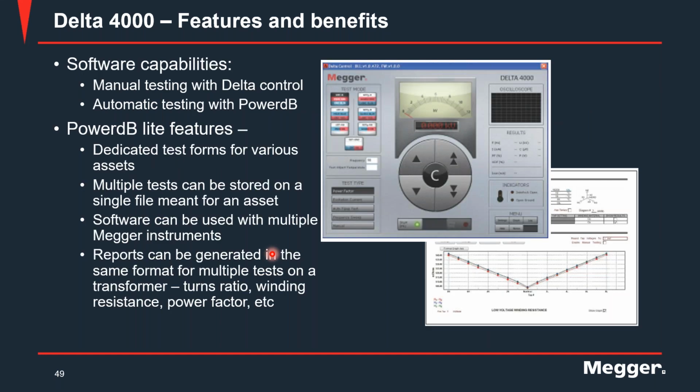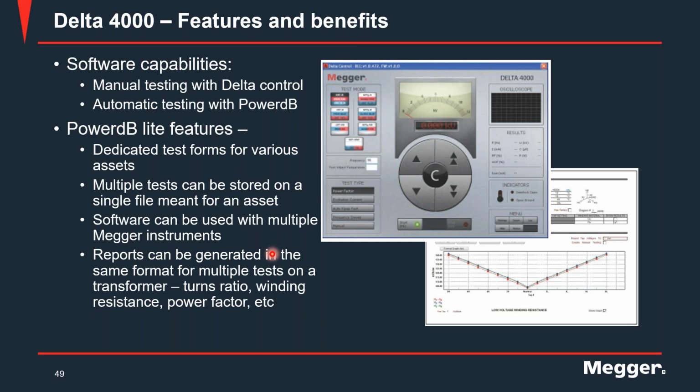Software-wise, the software that's used is called Delta Control. Delta Control is the primary software, and it can also be used with PowerDB. PowerDB is the software that is used with most of our instruments, and PowerDB provides you a comprehensive test report instead of just values on a CSV sheet. So what you get is a proper test report, and you can maintain a proper record.